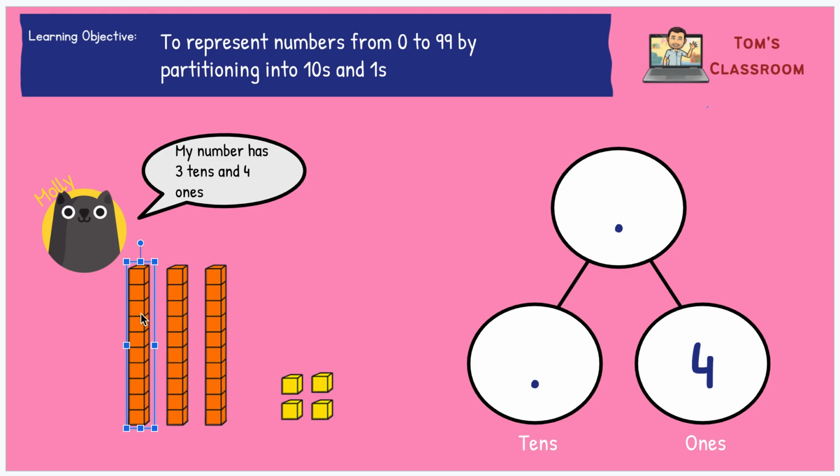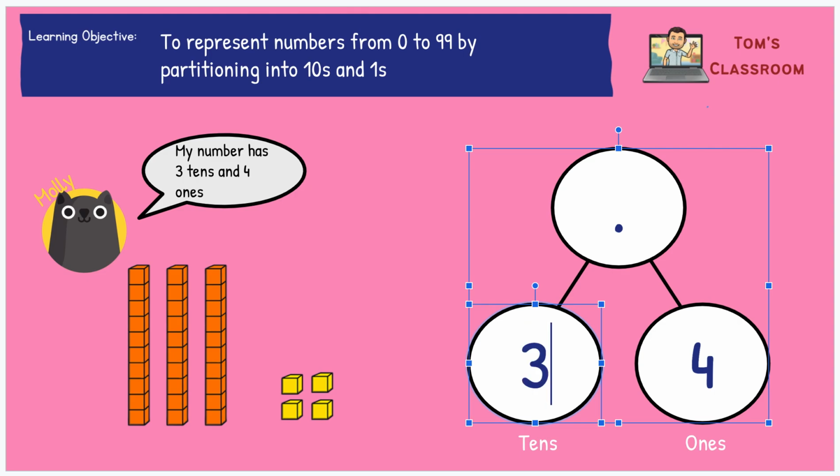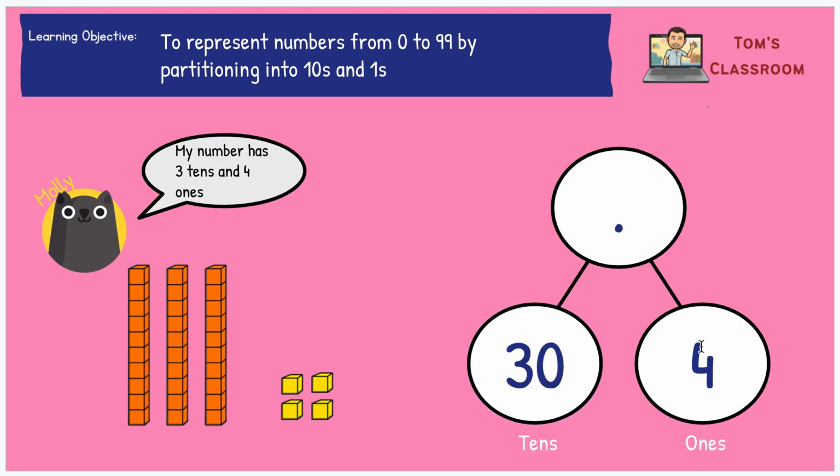We could always count them one by one, but the point of having them in tens is that we don't have to waste that time. So let's count them in tens to check. 10, 20, 30. So we've got a 30 and a 4. Put them together, and that part-whole makes the number 34. So Molly's number is 34.